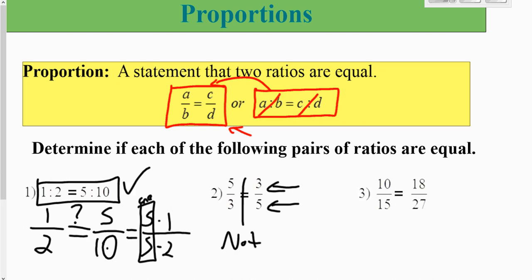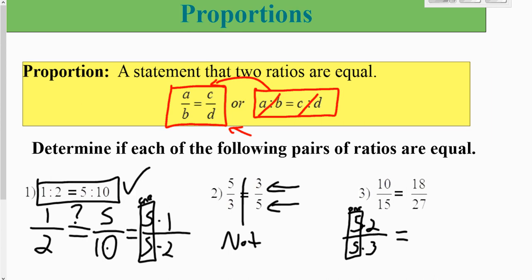Okay. So then again on the third one, to determine if these are equal, we've got to reduce them. So the one on the 10 and 15, I see that they're both divisible by 5. So I can do 5 times 2 over 5 times 3. The 5's cancel out, or simplify to be 1. So I get 2/3 here.